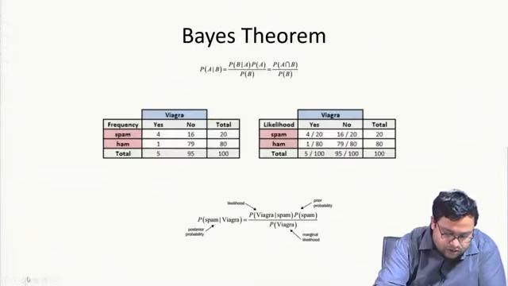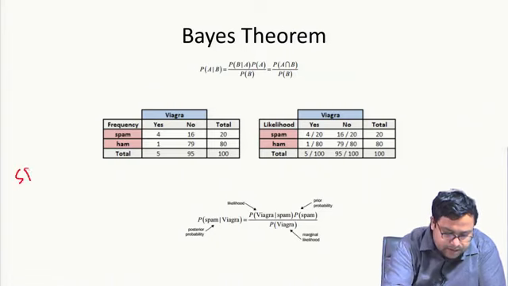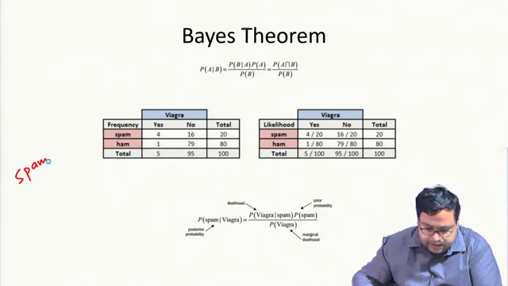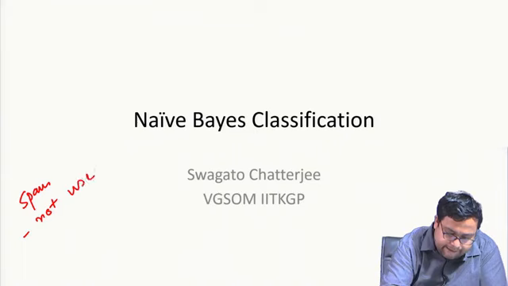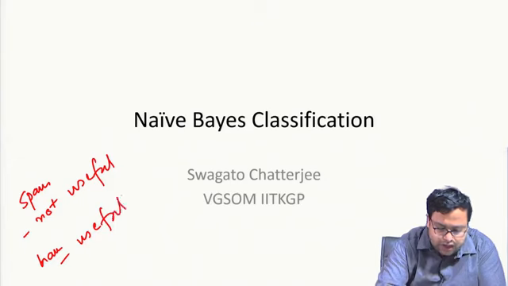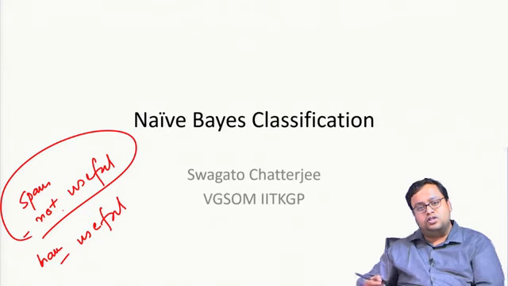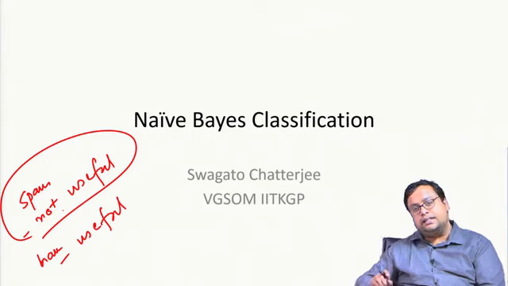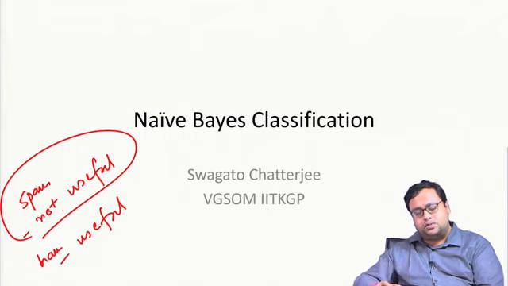So, spam is not useful, and ham is something which is useful. So, we have to find out which is which. Now, if you remember, at one point of time Google or Yahoo was not doing a good job in spam detection, but nowadays they do a very good job. There are some ways that they follow. One of the basic ways to do that is this Naive-Bayes classification.